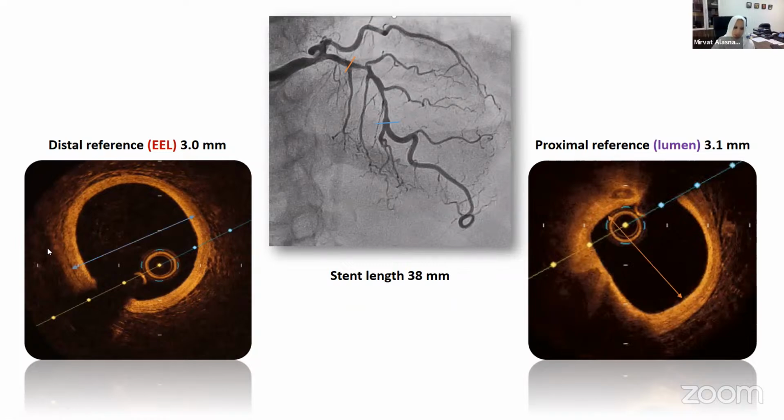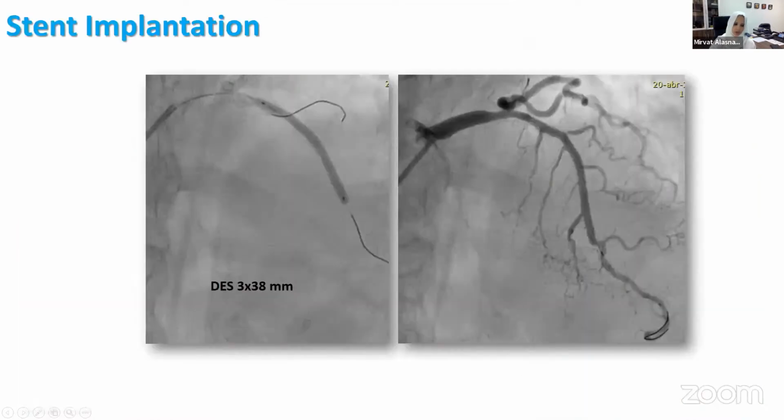Okay, so as you see, that was EEL to EEL, and this is lumen because we couldn't really appreciate it and went for a luminogram. So here you see the wire protecting the diagonal. We went ahead and deployed a stent.